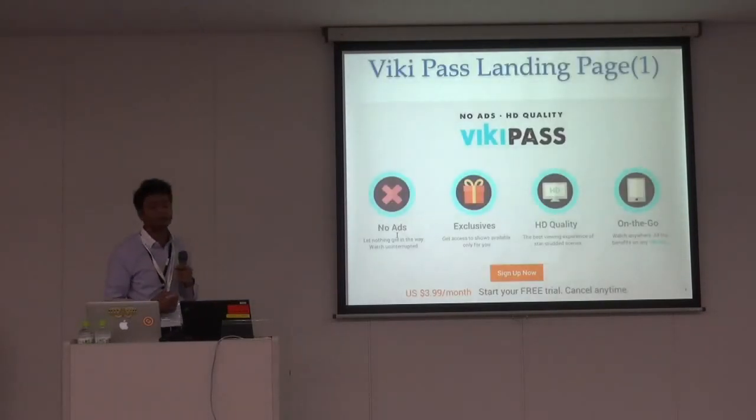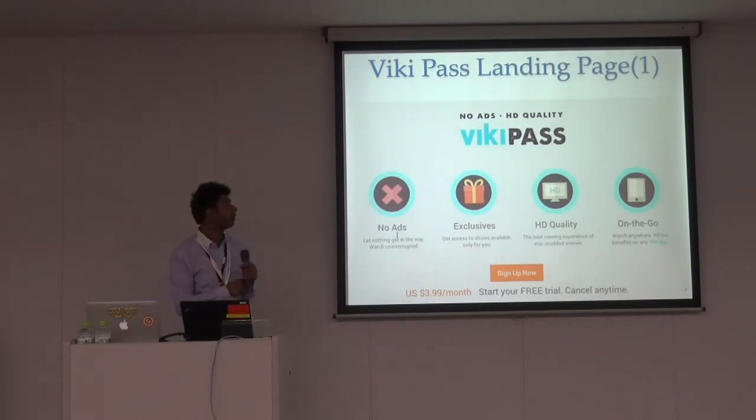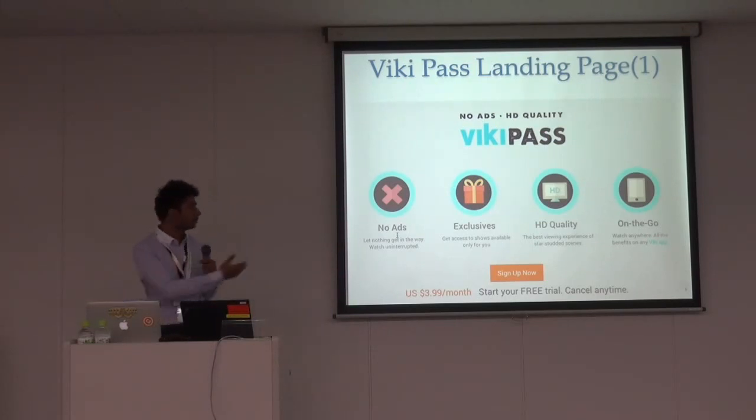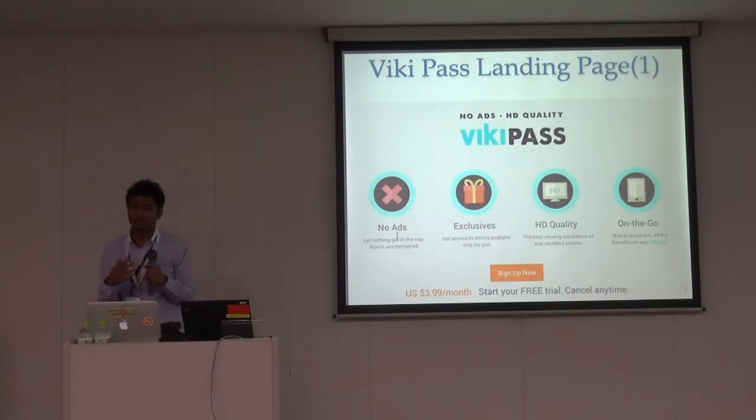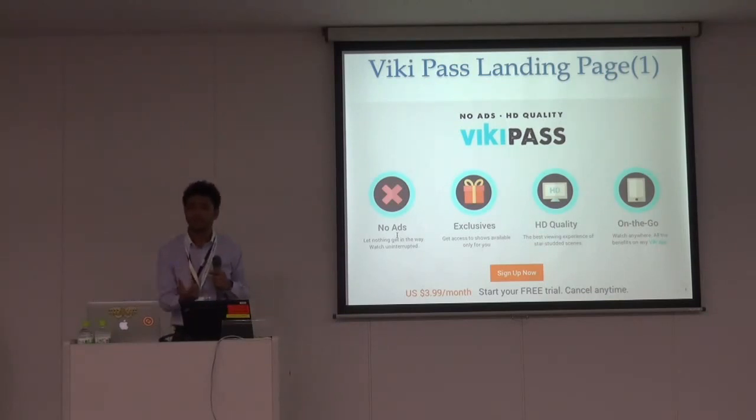So these are some of the experiments we ran. This is a Wiki Pass landing page. Wiki Pass is our subscription where you can buy, I think, at $3.99 a month, and you get no ads, exclusive HD quality, and on-the-go viewing. This is very critical, right? This is where we make part of our money. So we want to drive more users to click on sign up now and complete that transaction.